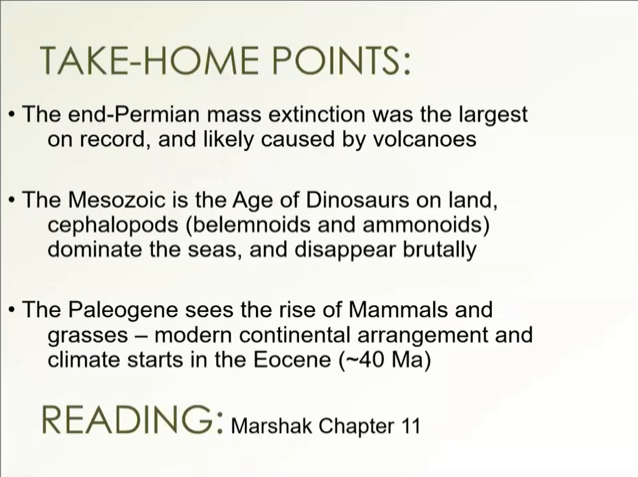With the Cambrian, we had a mass explosion of life. We had the end-Permian mass extinction. It was the largest on record, most likely caused by volcanoes. We had a mass extinction at the end of the Cretaceous, most likely caused by a massive impact. The Mesozoic is the age of dinosaurs, and that mass impact led to their extinction. The Paleogene is when we see mammals become dominant, and we also see grasses become dominant in the plant world. This is also when we're starting to see a modern arrangement of continents.